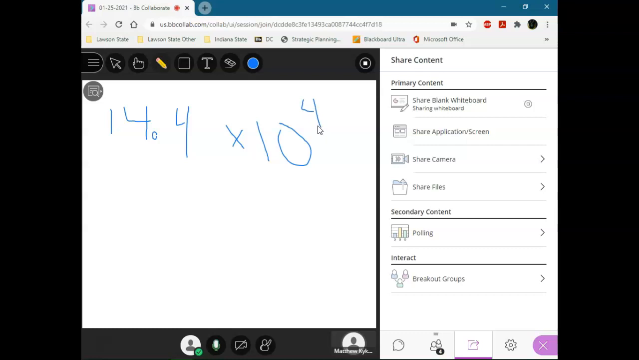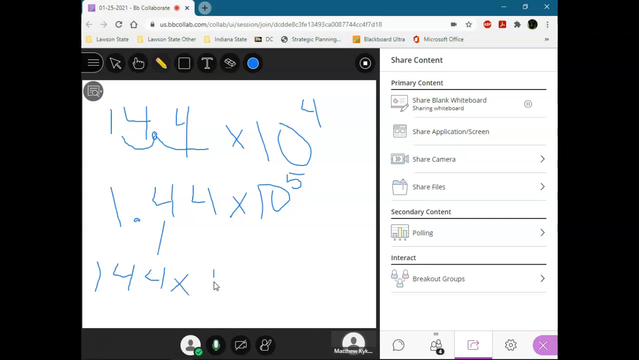So there's a couple of different ways you can play this. If I move my decimal forward one place, I get 1.44 times 10 to the 3rd. I'm sorry, times 10 to the 5th. 1.44 times 10 to the 5th. However, if I instead move it back 1, I get 144 times 10 to the 3rd.